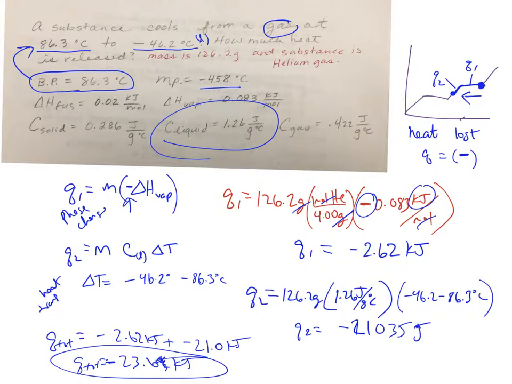Here we also end up with a negative because we have that negative temperature change. So we have a negative 21,035 joules. We need to have the joules and kilojoules in the same units, so we need to convert one of them. I like the tidier numbers better, so we'll convert the joules to kilojoules. So for Q total, we have the negative 262 kilojoules plus the negative 21.0 kilojoules for a total of negative 23.6 kilojoules, okay? So again, always starting with that little picture is going to be real helpful with orienting yourself.